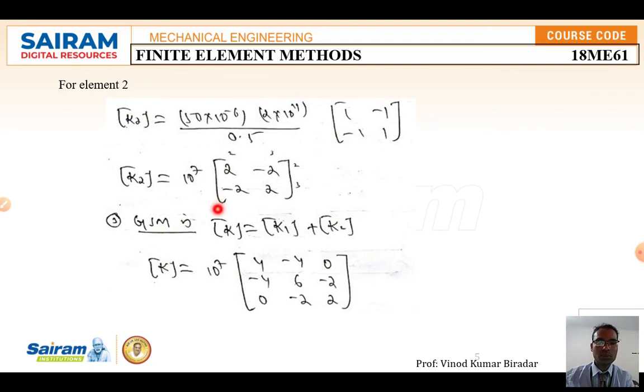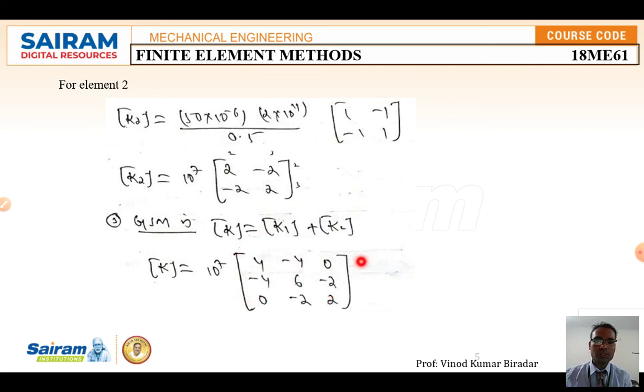I think you already know how to add this. Since the maximum number of nodes is 3, and 10 to the power of 7 is common to both, K is equal to 10 to the power of 7 times a 3 by 3 matrix. So note down here: 4, minus 4, 0; minus 4, 6, minus 2; 0, minus 2, 1. How to add this, I already told you.